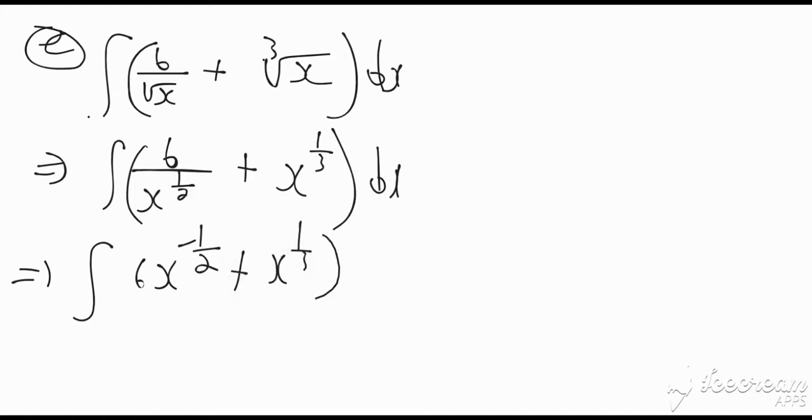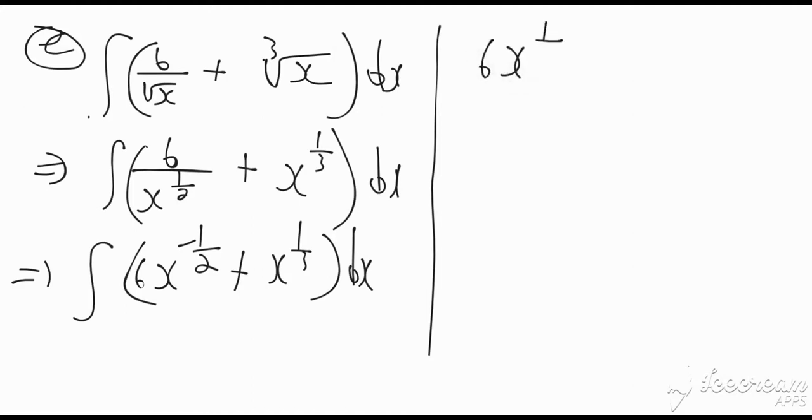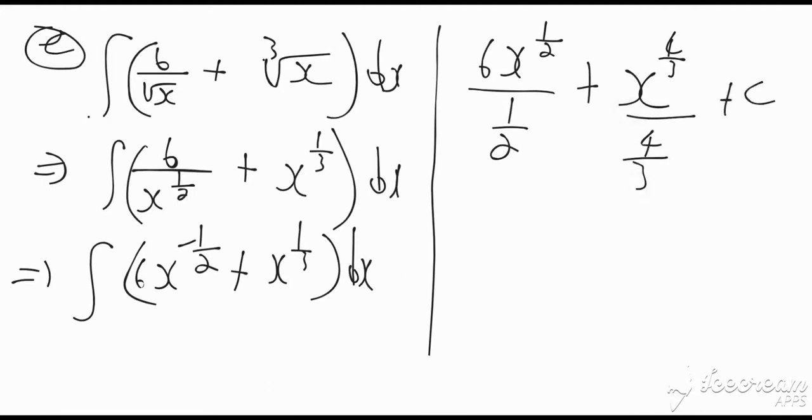the 1/3 power. And bear in mind, you have the option of splitting the integral and working them individually, or you can work it collectively. Now, when I add 1 to that power, I'm going to add 1 to negative a half, which is going to give me a half. So I'm going to have 6x to the half over a half plus I'm going to add 1 to 1/3. So I'm going to have x raised to, power here will be 4 over 3, and I divide by 4 over 3, plus my constant of integration.